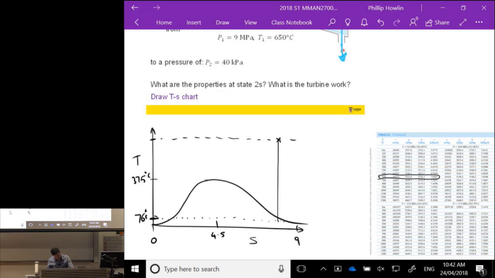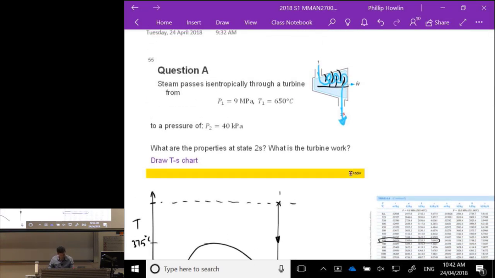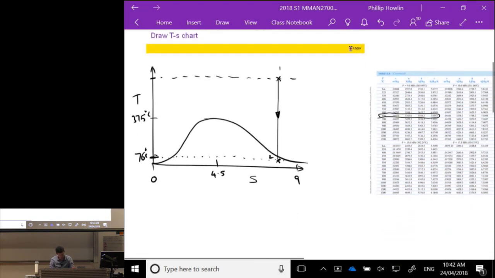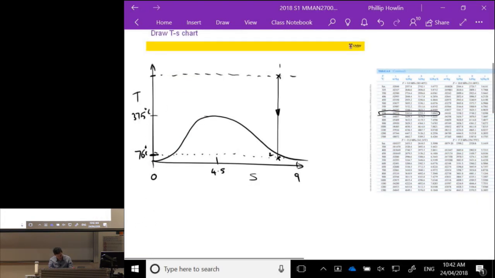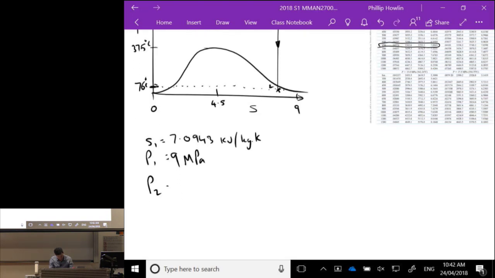So we've got our state 1, our state 2, and we draw a vertical line with a downward facing arrow to indicate state 1 and state 2. Now, the other question is, what are the properties of state 2S and what's the turbine work? So now we want to know, so it's isentropic. Isentropic is our key. So S1 equals, I said 7.1, but let's write it out properly, 7.0943 kilojoules per kilogram Kelvin. So that's our S1. Our pressure 1 is 9 megapascals. Our pressure 2 is 40 kilopascals.